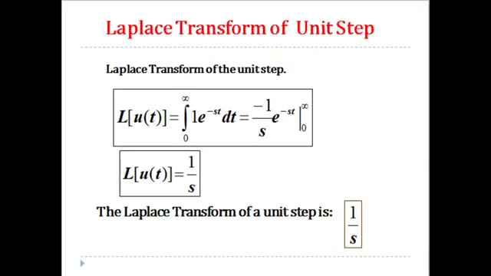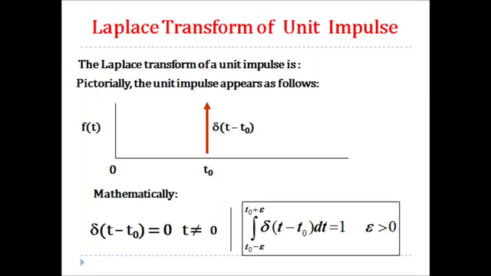So we will see the Laplace transform of unit step signal. The Laplace transform of unit step signal can be given as, since the amplitude or magnitude of unit step signal is 1, from this we can get the Laplace transform of unit step signal as 1 by s by solving this in the Laplace transform equation. So the Laplace transform of unit step signal is 1 by s.